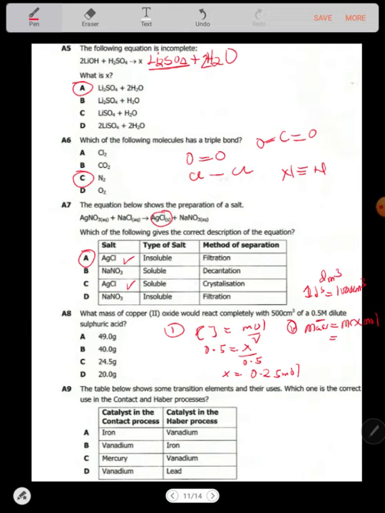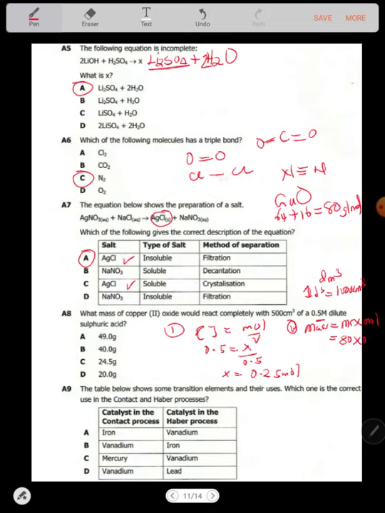The molar mass for copper(I) oxide, Cu2O. Copper here is 64 plus oxygen here is 16. So when we look at 64 plus 16, we are getting 80 grams per mole.